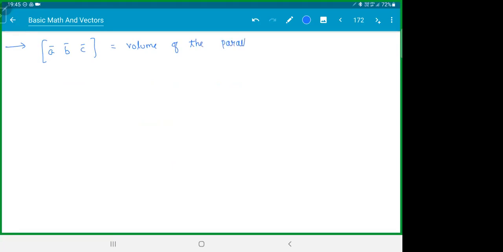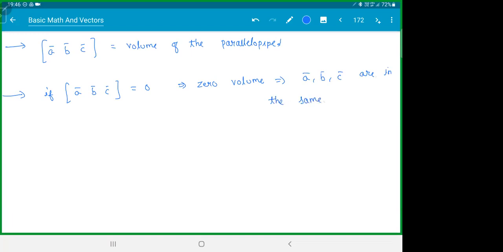This is the volume of the parallelepiped. Second thing, it also gives you a condition. Tell me one thing, if the box product is 0, what does it mean? If A bar, B bar, C bar is 0, what do you get? This implies it's a 0 volume. This implies A bar, B bar, and C bar are in the same plane, meaning there is no height now. We got a box with 0 height. Such vectors are called coplanar vectors. Vectors in the same plane are called coplanar vectors.